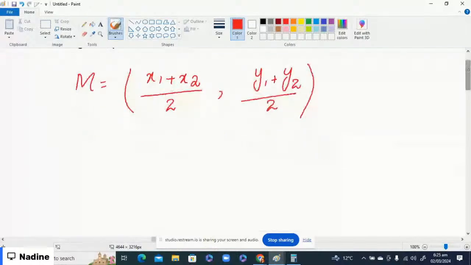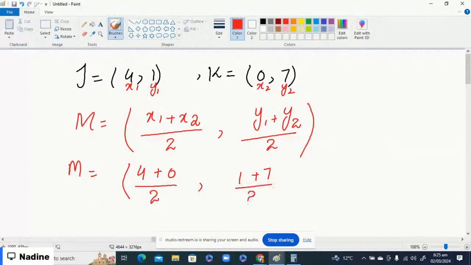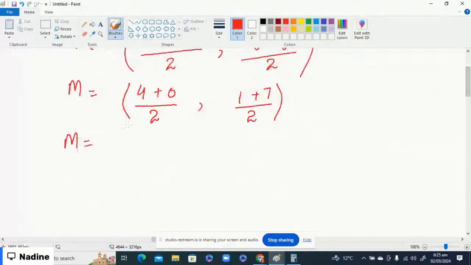Okay, let's put all the values. X1 Y1, X2 Y2. Let's put all the values. What is x1 and x2? 4, 0 over 2, 1 plus 7 over 2. Just add it. 4 plus 0 is 4 by 2. 1 plus 7 is 8 by 2. So it's 2.